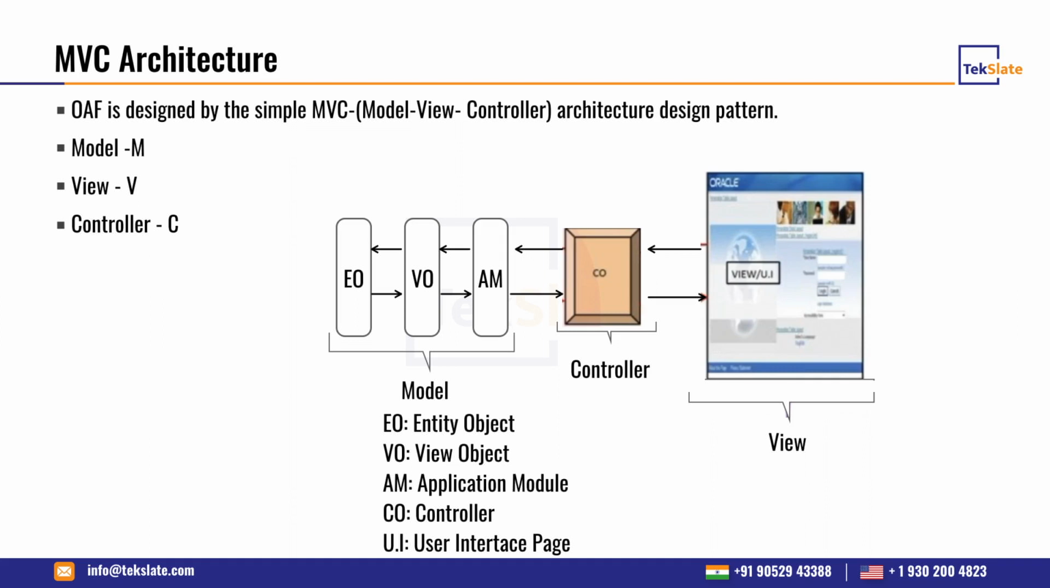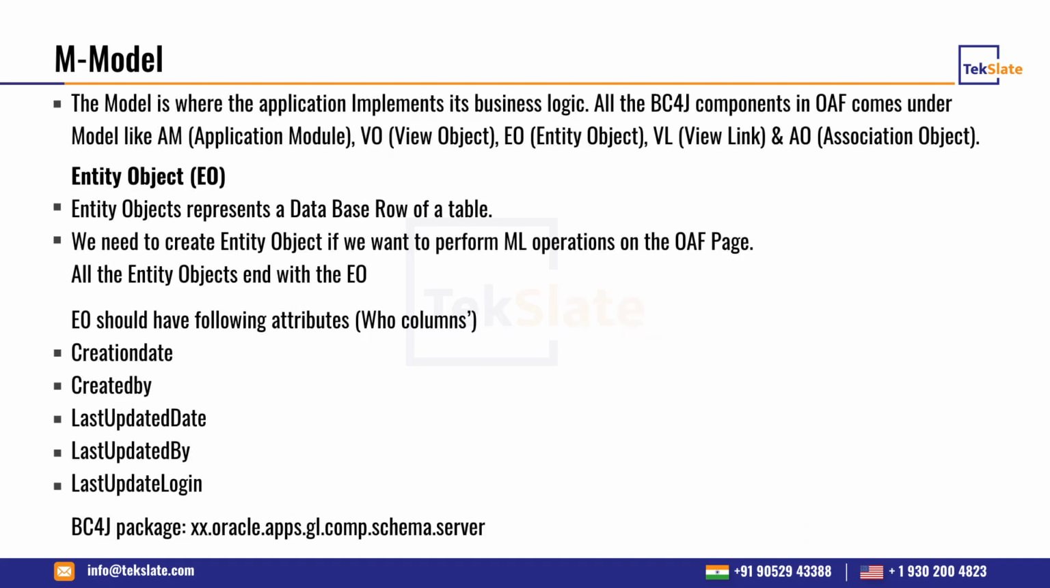So model is where the application implements business logic. All the BC4J components in OAF come under model, like the application module, which is called AM, and view object. Entity objects, where all the database structures are and where we can perform the DML operations, also come under model. View link and association objects also come under model. View link and association objects we do not use that much, but we will have knowledge of them. Maximum we will use AM, VO, and EO objects.